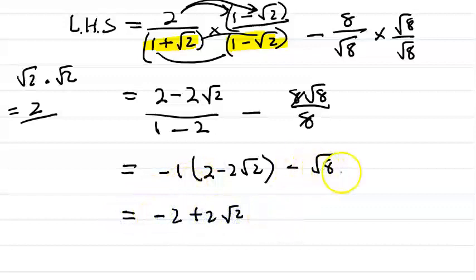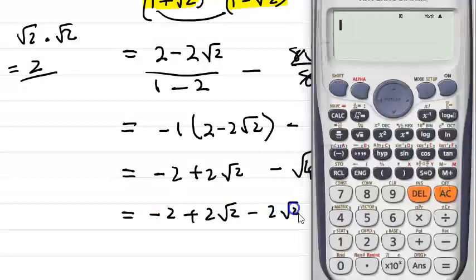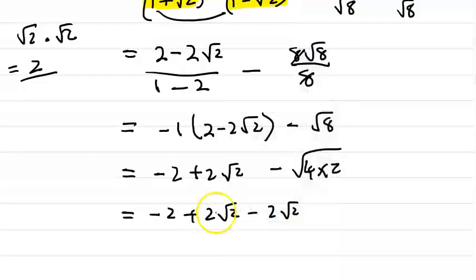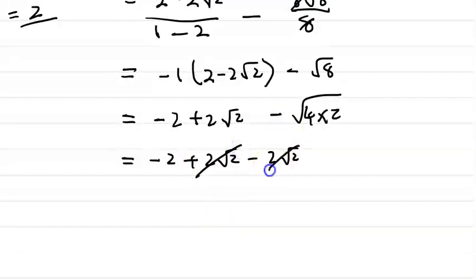Now, minus root 8 is going to be minus the square root of 4 times 2, a perfect square times a prime number. So you're going to get the square root of 4 is 2, so 2 root 2. So you're going to be left with minus 2 plus 2 root 2 minus 2 root 2. You can always double check using your calculator. Root 8 equals 2 root 2. See that? So what happens now? Remember, you can add and subtract like surds. So the plus 2 root 2 and minus 2 root 2 cancel, which is equal to minus 2.